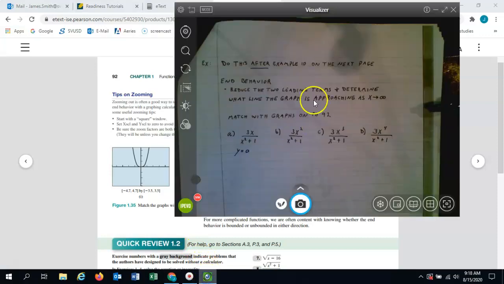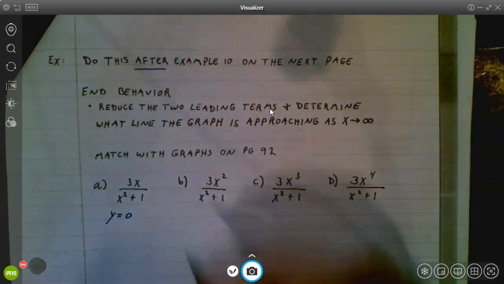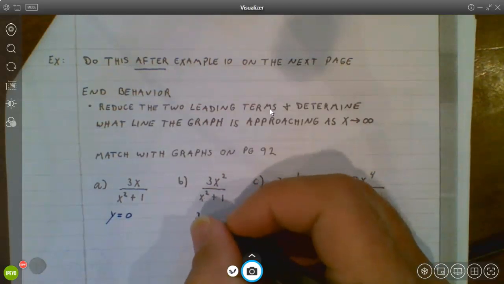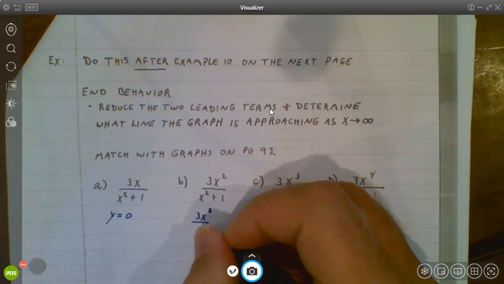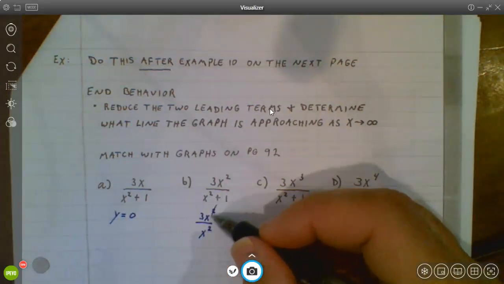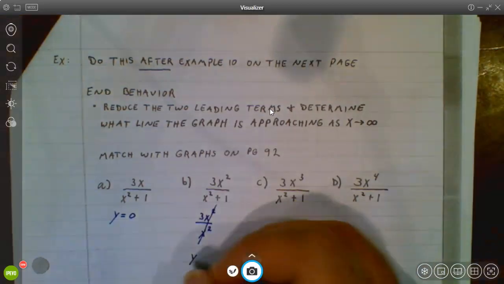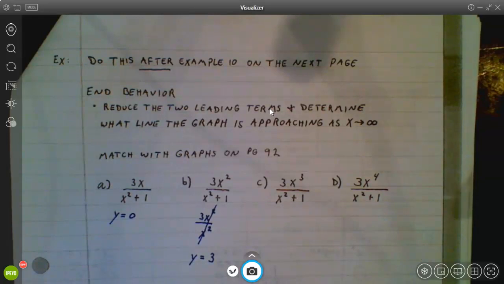But if you look at the other ones, let's see if we can take that same approach. I'm just going to look at my 2 leading terms and simplify them. If I just look at 3x squared over x squared and simplify this, x squared over x squared can cancel. And so I'm just looking at y equals 3 to see what my graph is approaching.